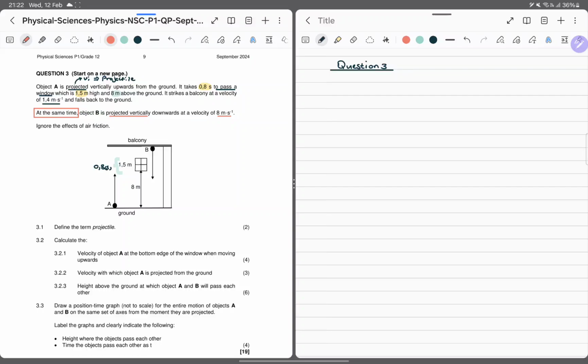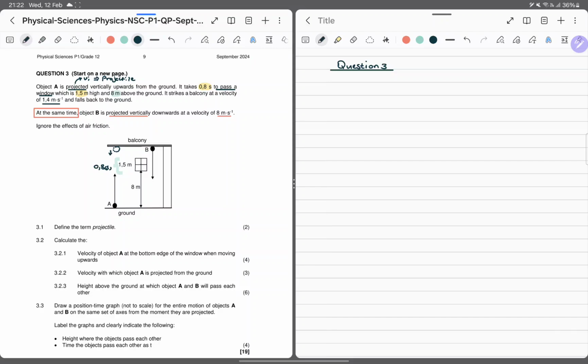But now here's my problem, guys. At the same time, when? Because there's too many times here. First is the time of projection. Second is the time it passes the window. Third is the time when this hits the balcony and then starts on its way downward. So exactly when are we talking about the same time business?